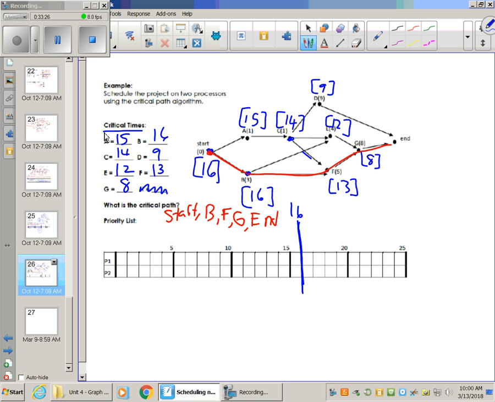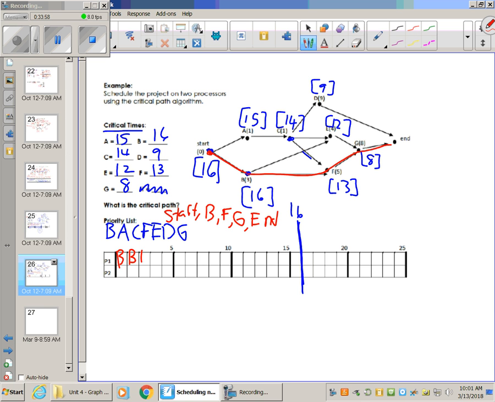Let's create our priority list based off of the decreasing order of the critical times, the biggest one being B with 16. Okay, then A, then C, F, E, D, and G. So now I can create my schedule based off of that. Let's start off with B. B should be ready. These are always going to be ready as I go down the list. So B's ready with processing time of 3.